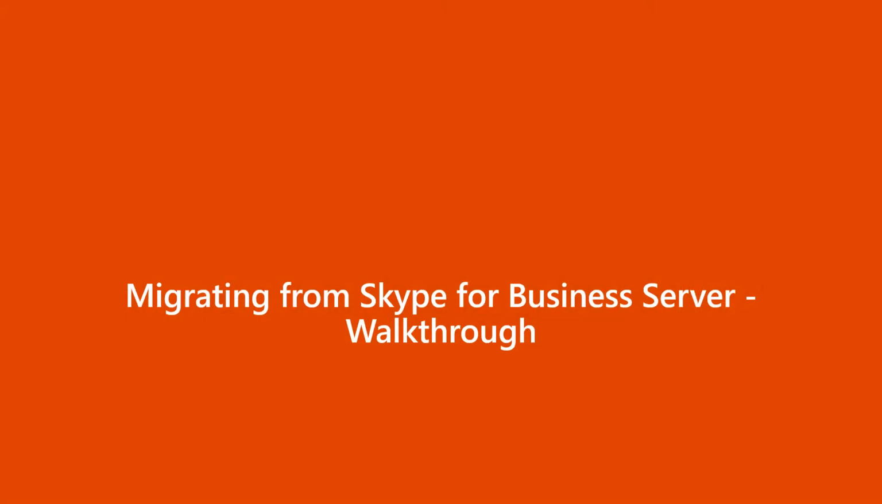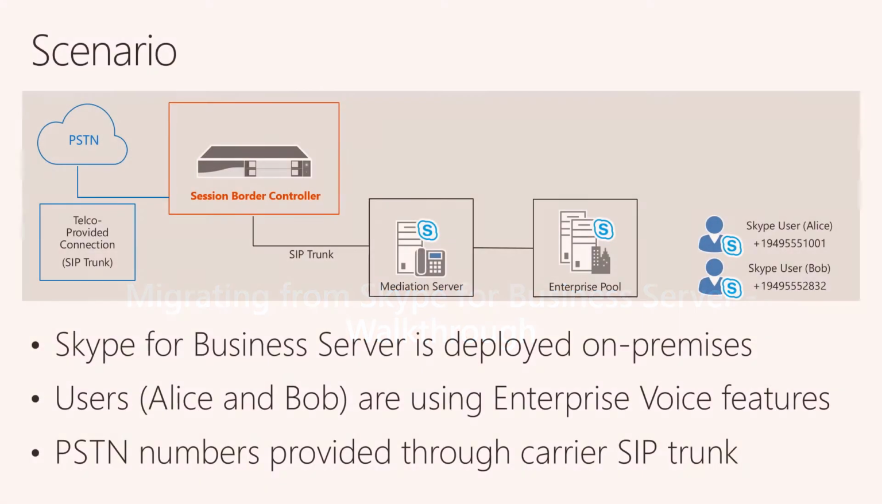Let's take a walk through a migration from Skype for Business Server with Enterprise Voice to Teams Direct Routing using a number of the concepts that we've talked about earlier. So let's set up the scenario. In our scenario here, we have our connection from the PSTN, which in this case is a telco-provided SIP trunk that we've acquired. This connection is currently coming into an existing session border controller, and the session border controller is configured with a SIP trunk that routes these calls into our Skype for Business Server environment.